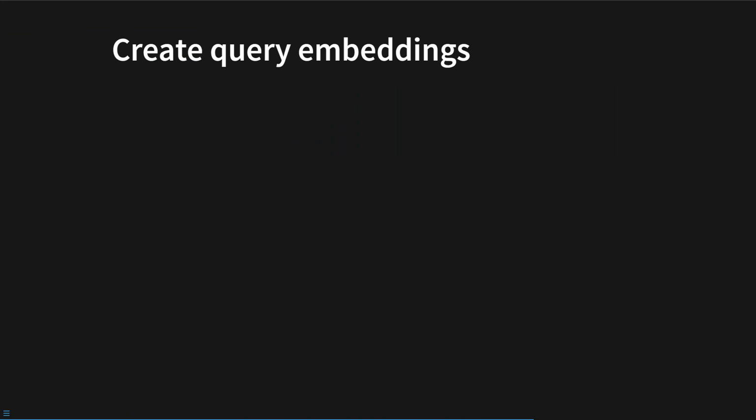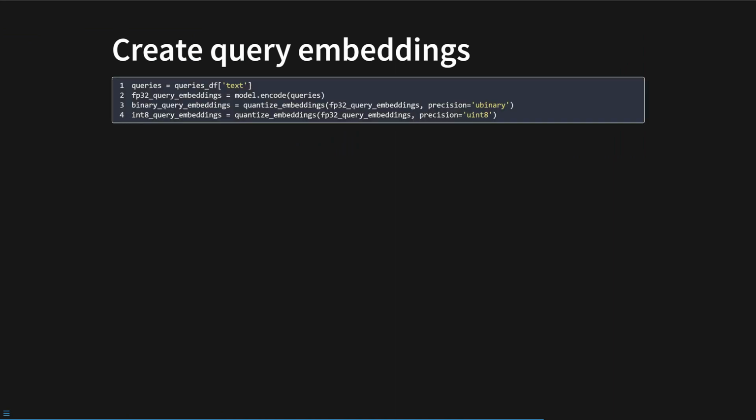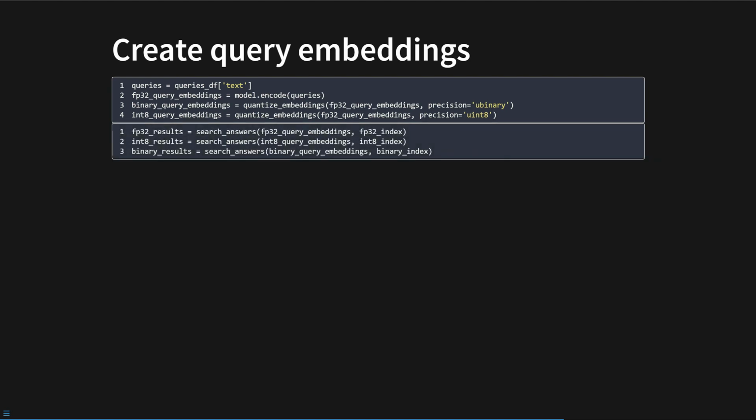Now let's create query embeddings. So again, same approach as before. We take the text from the queries data frame and then use model.encode to find the standard embeddings, and then quantize the embeddings into 8-bit integer and binary embeddings. And then we call our search answers function using these embeddings.